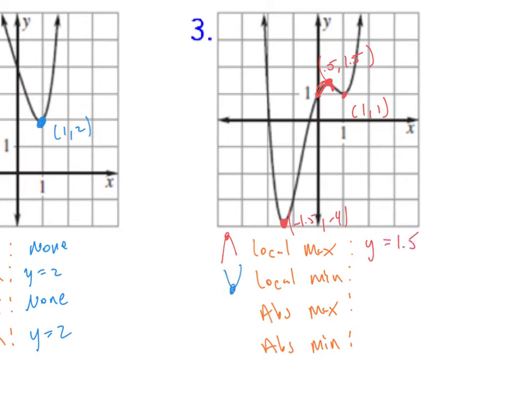Local mins, I'm looking for U-shaped graphs. So I have a U here. So that's y equals -4. I also have a U here at y equals 1. So I got two pieces there.